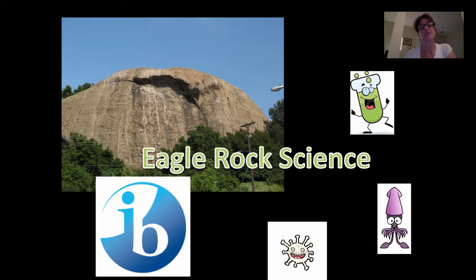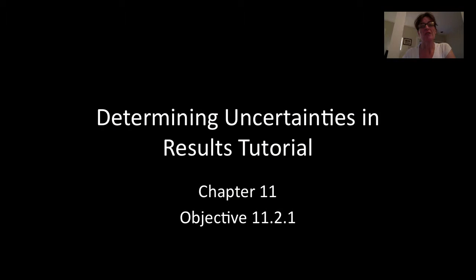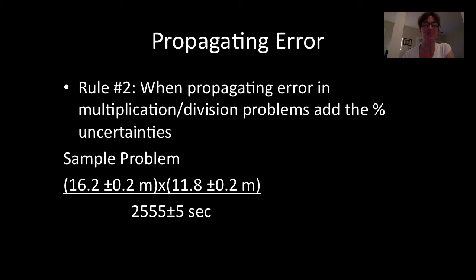Hello class, this is Mrs. Gallegos, and this will be a tutorial on how to propagate uncertainty in calculated results. And this is objective 11.2.1 in our IB syllabus, which is called Determining Uncertainties in Results.